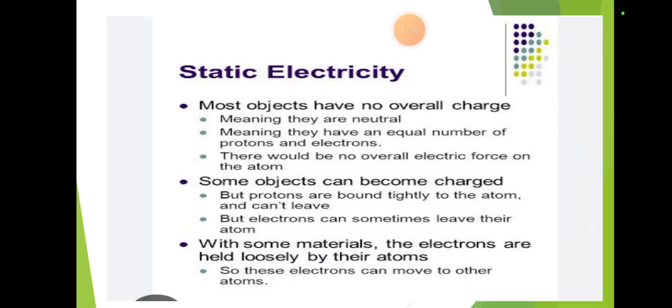Static electricity. Most objects have no overall charge. There are many objects that have no overall charge, meaning they are neutral. They have an equal number of protons and electrons. What would happen? There would be no overall electric force on the item. Why? Because the number of protons equals the number of electrons. They are the same in number, and they cancel out each other's effect.